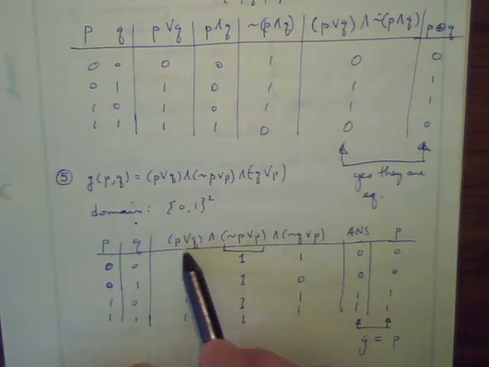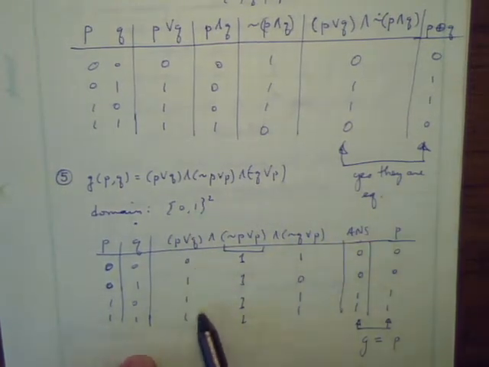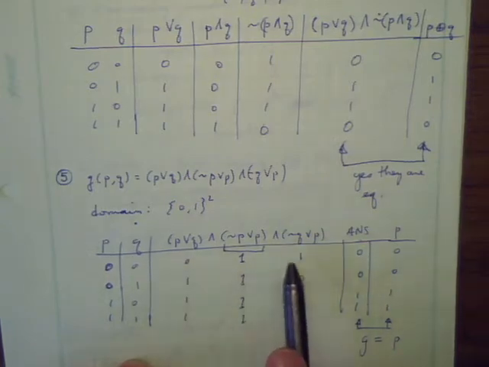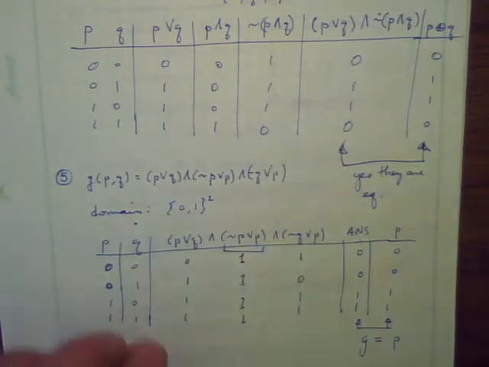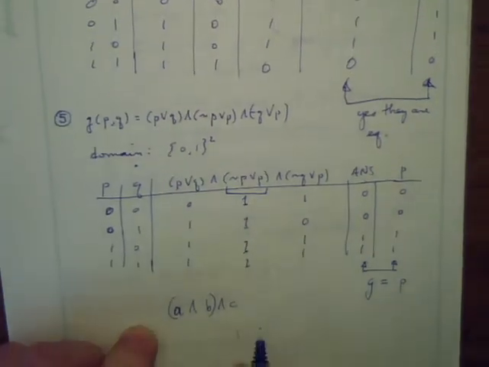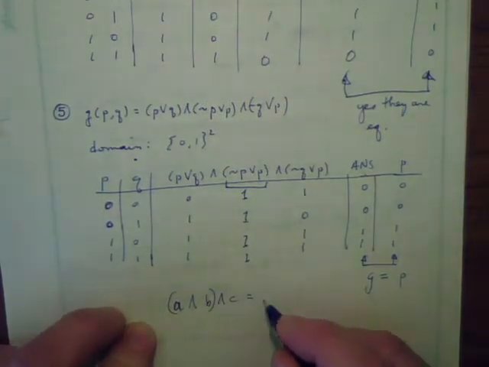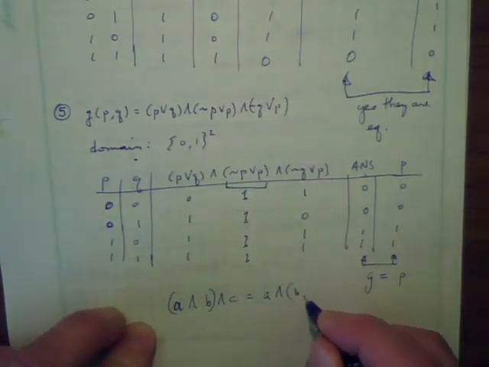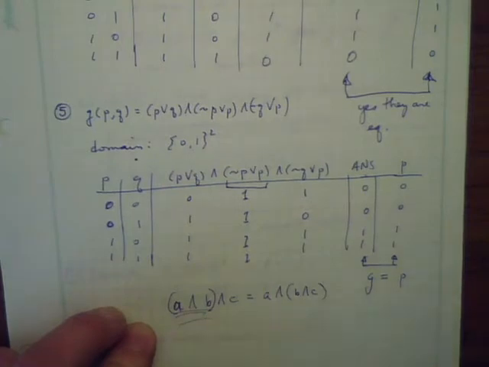On the P or Q here, it's only false when both are false. Okay, now I have a triple AND statement. And we can do a triple AND statement as two different AND statements in a row, putting the parentheses either place. I can either do the A and B first and then AND it with C, or I can do B and C and then AND it with A.